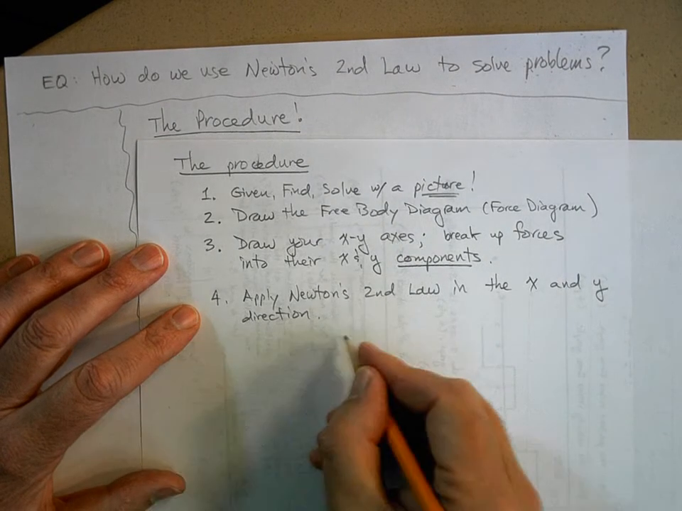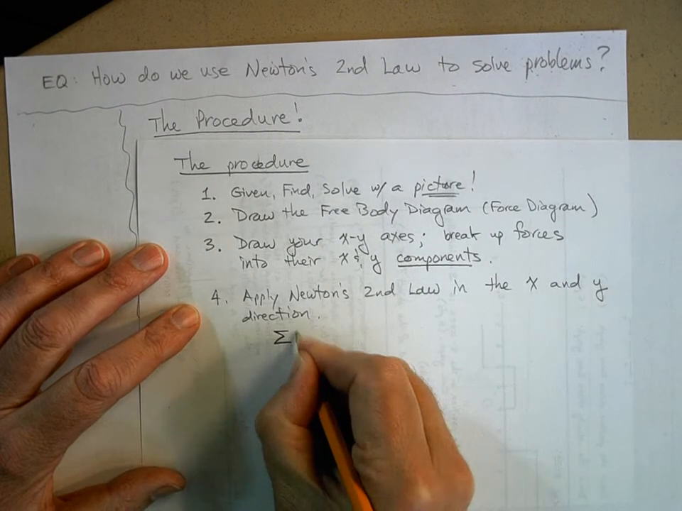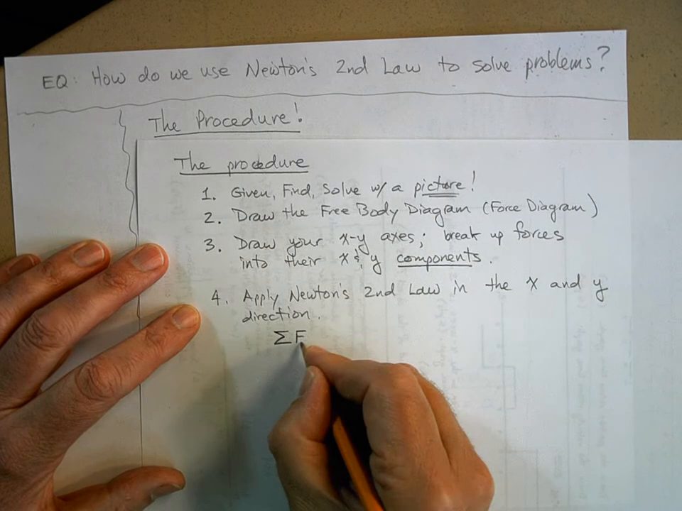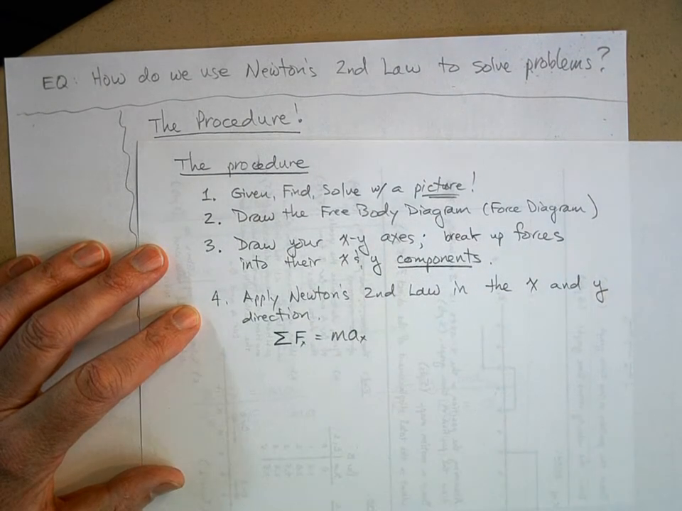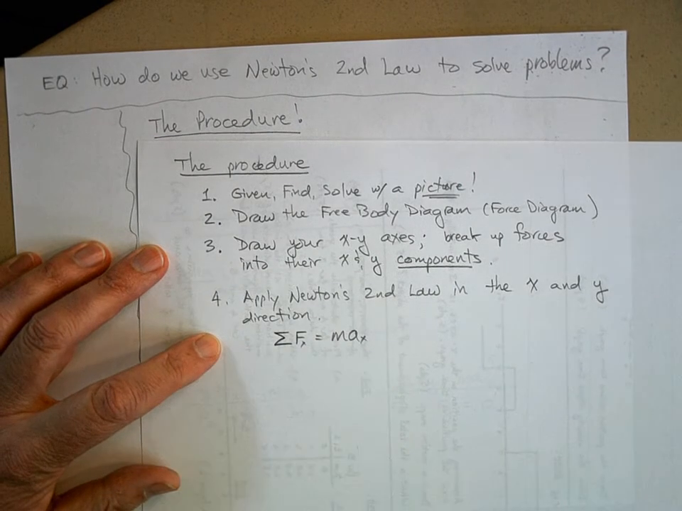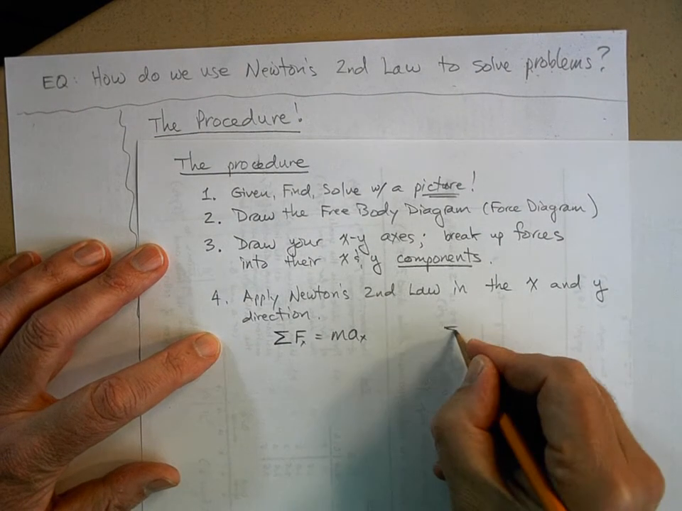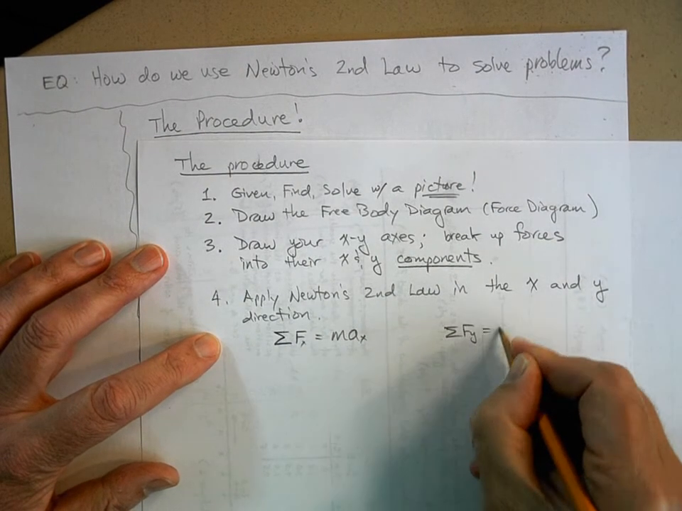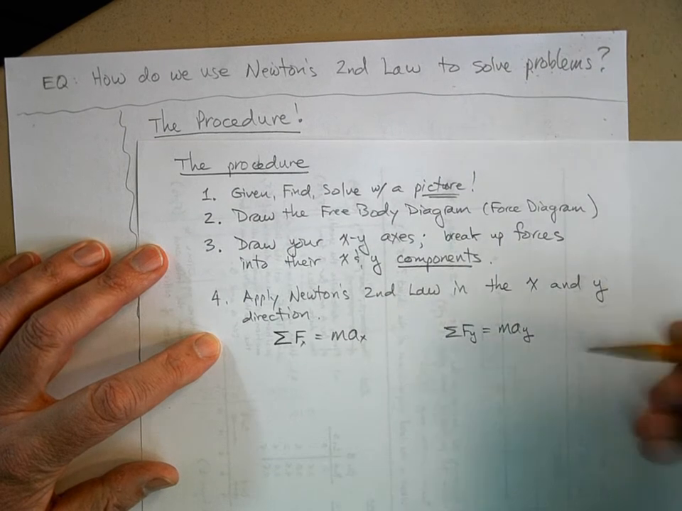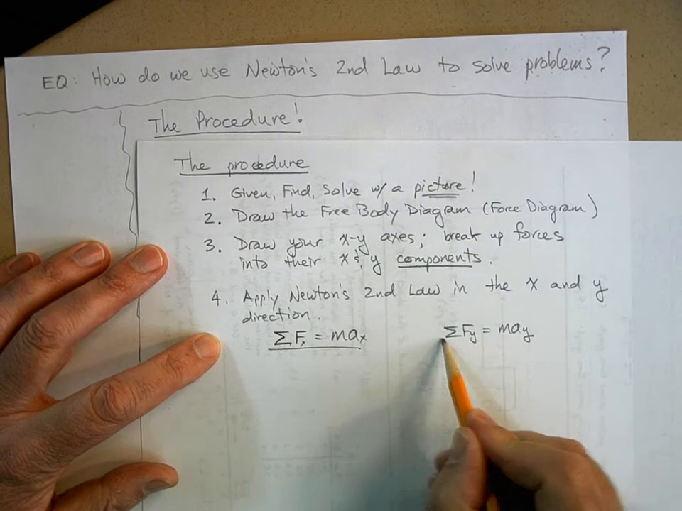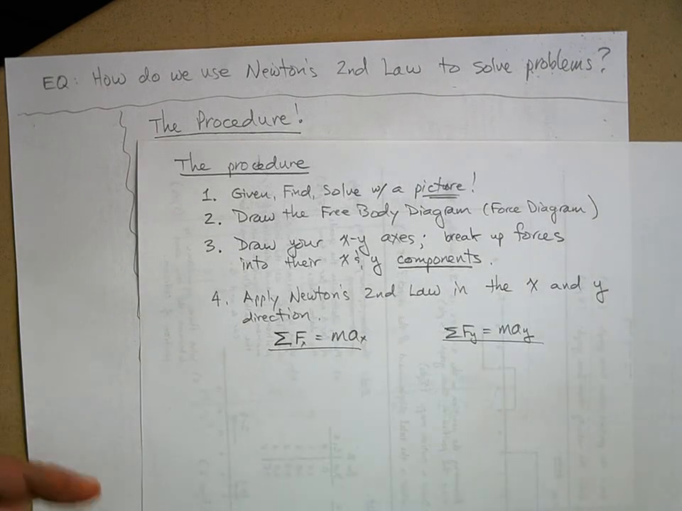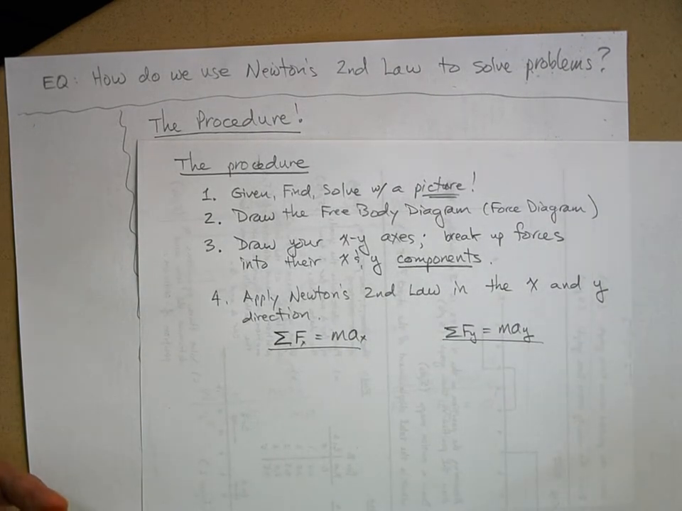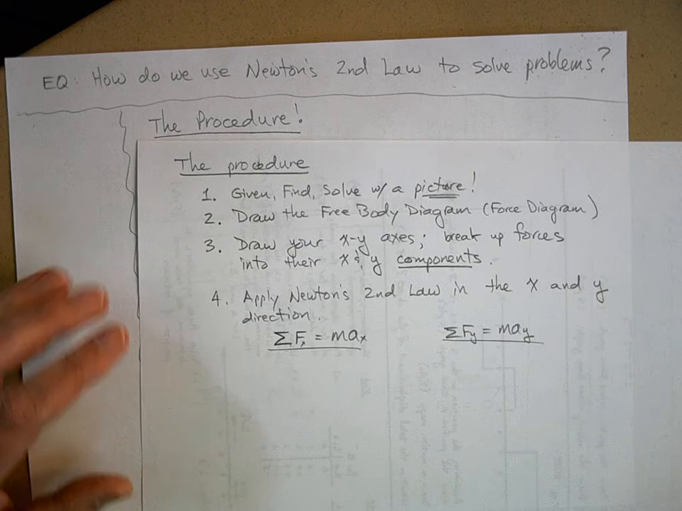Now, I'm going to write it out like this. Sum of the forces in the x direction equals ma in the x direction. Do this. Sum of the forces in the y direction equals ma in the y direction. Do this. This is telling you what to do. This allows you to write an equation, or two equations, that will allow you to solve the problem.